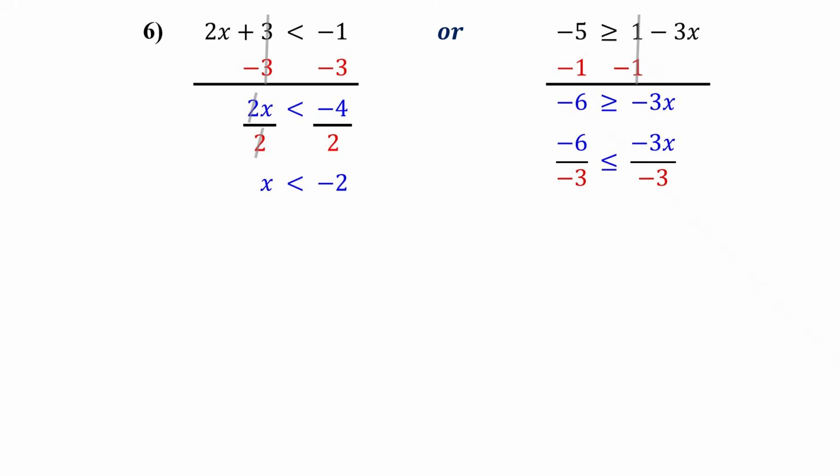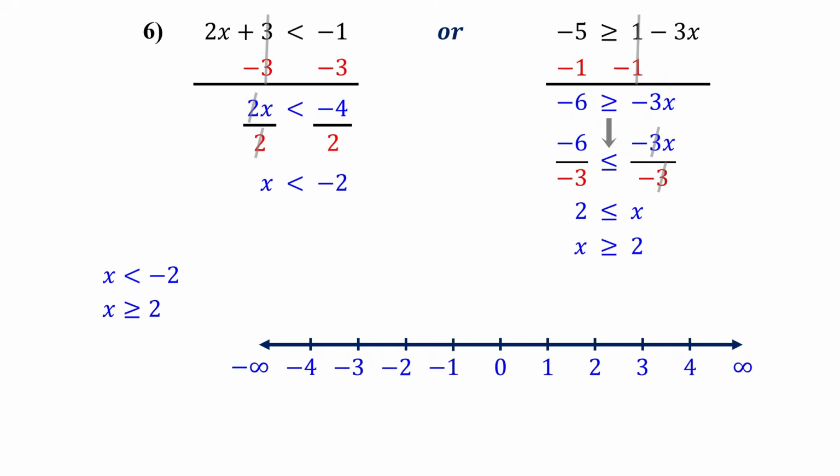Then divide both sides by -3 to get x by itself. Remember, dividing by a negative flips the inequality sign. Now on the right, the -3's cancel, leaving x. On the left, we get 2. So we have 2 is less than or equal to x, which is just the same as x is greater than or equal to 2, right? That is the solution to the second inequality.